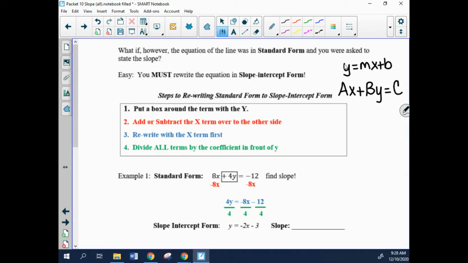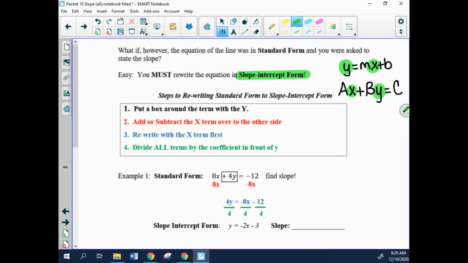The big difference between the two is that we talked about how the x and the y are either on the opposite sides of the equal sign or on the same side of the equal sign. If we have an equation in standard form, how do we find the stated slope? Well, it's easy. You've got to rewrite the equation into slope-intercept form.